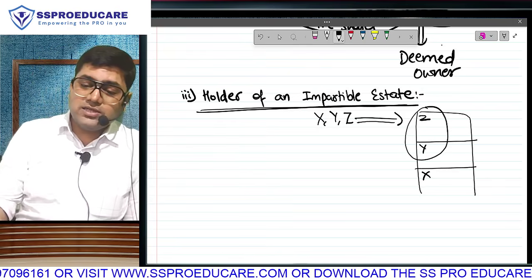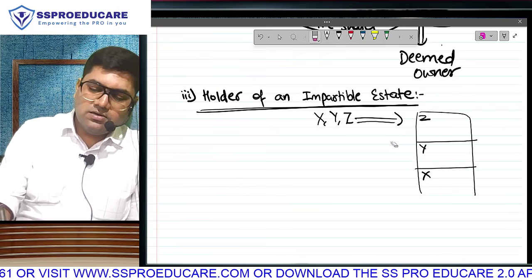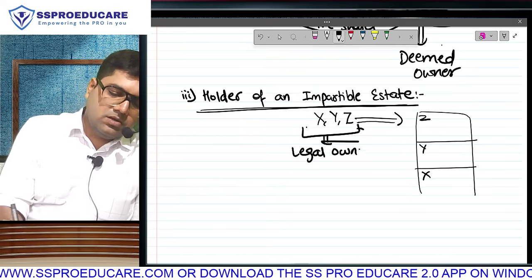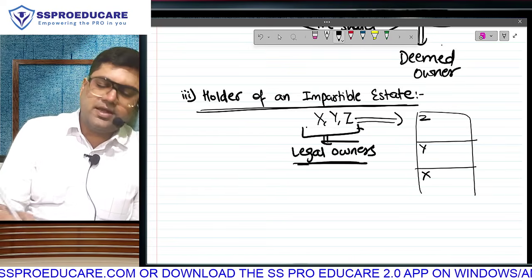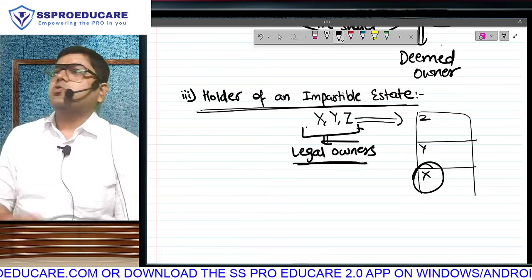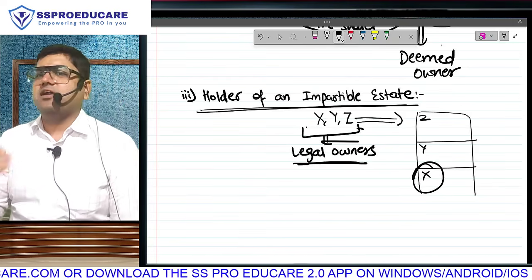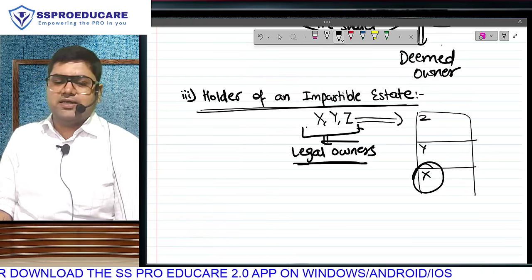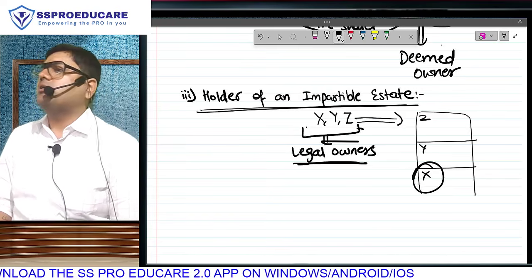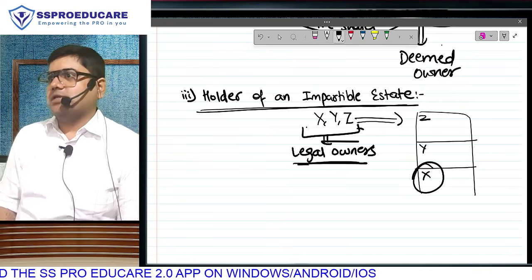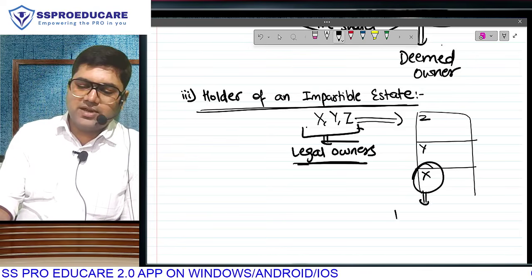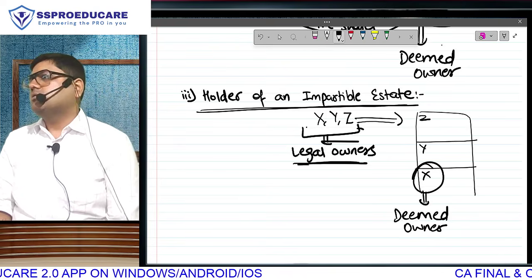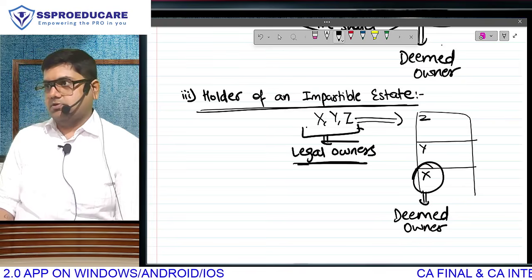While legally X, Y and Z, all three are the legal owners here, the two brothers have handed over the entire control of the property to this one brother, to give it on rent, to maintain the property, to do the repairs, to decide which tenant to keep, to decide which tenant to throw out. Everything has been given in the control of X, because Y and Z, despite being legal owners, are not able to keep a day-to-day track of what is happening with the property, and therefore for income tax purposes we will consider this party as the deemed owner. And this is necessary also. Understand why.